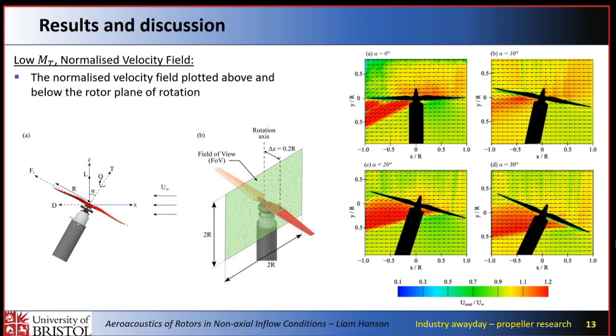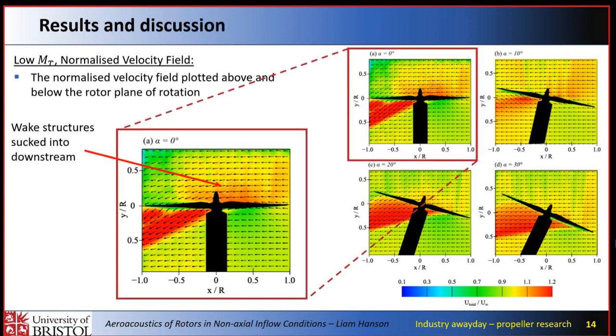So this is the normalized velocity field, and I've got different tilting configurations there. In the top left, I've got edgewise flight, the loudest case. Bottom right, 30 degrees, which is the quietest case. So if we start with edgewise flight, why is it more noisy? What's happening to the flow?